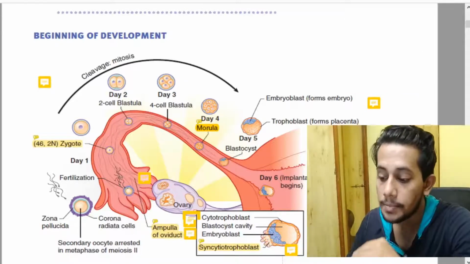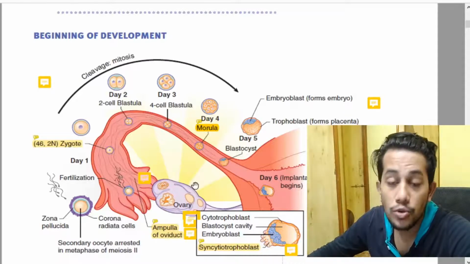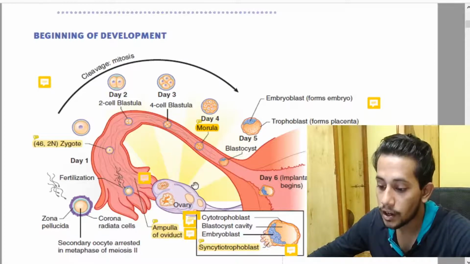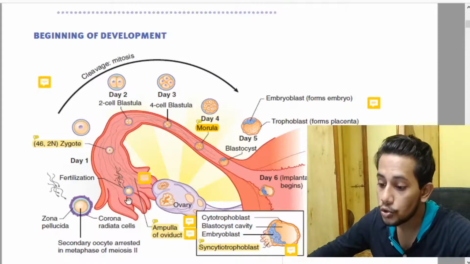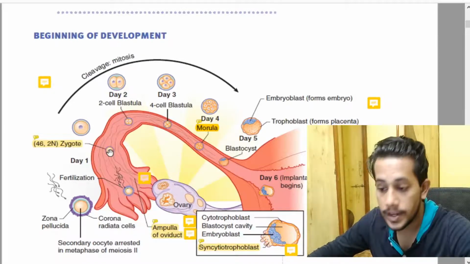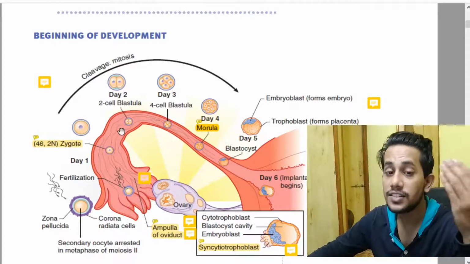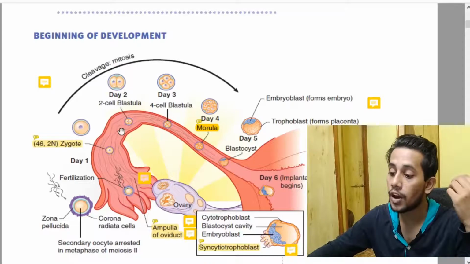Let me just revise it quickly for you. The egg goes from the ovary into the peritoneal cavity. From there it is sucked into the ampulla of the oviduct. After that it is fertilized there and goes through the tube. On day 1 it is a zygote, day 2 it's a 2-cell blastula, then 4, 8 and 16, until it is either 32 or 64, and then it is called a morula.